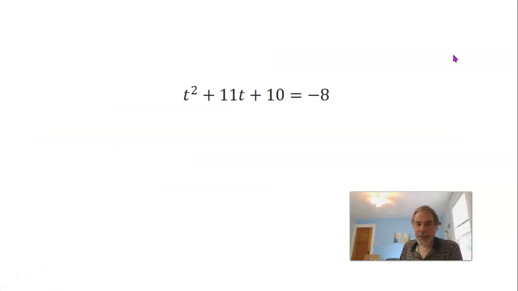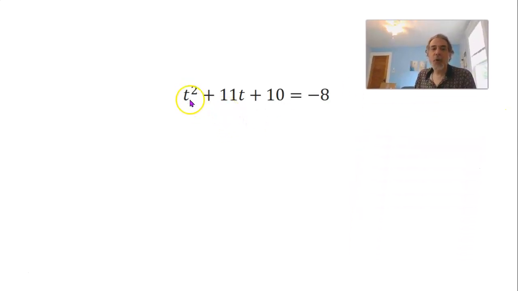So first example in this video, t squared plus 11t plus 10 equals -8. It is a quadratic equation because it involves t squared. So we can't solve it just by getting the t term on one side equal to a number on the other side, because we also have a t squared term, and what are we going to do with that? So we've got our procedure. We want to start by getting 0 on one side. Right now there's a -8 over here. To get a 0 here, I'm going to add +8 to both sides.